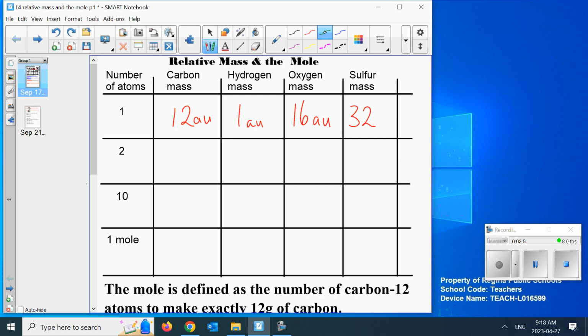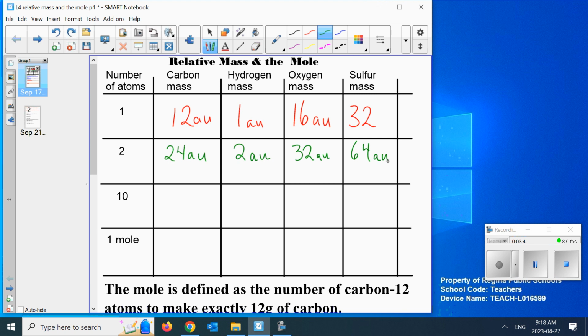But if I had 2 carbon atoms, 2 hydrogens, 2 oxygens, 2 sulfurs, we've got a mass of 24. So this is pretty simple. I'm going to leave a little space underneath here. You can choose to do that too, but if you're paying attention, you might. So obviously 2 hydrogens, I don't have to look these up because that's the mass of 1, so 2 would be 2 AU. Right above the mass of 1 oxygen atom is 16, so 2 would be 32 atomic units. Sulfur doubles that, 64 atomic units.